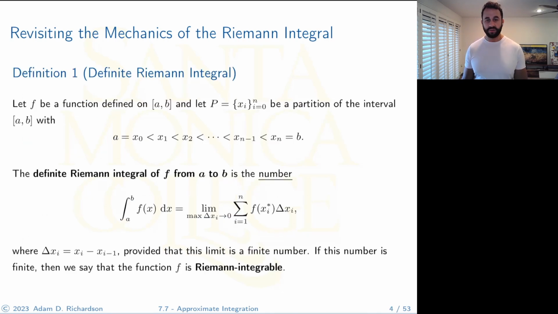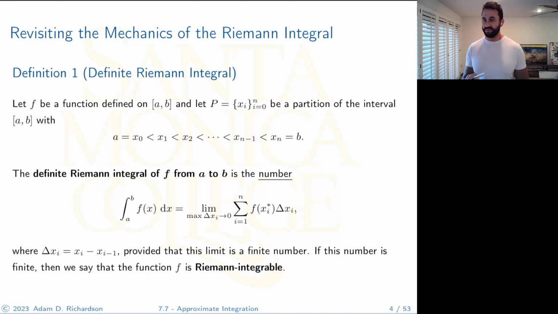So just a quick reminder of the definition. If you want to define the definite Riemann integral, you start with a function that's defined on an interval. You partition that interval by selecting a bunch of partition points within the interval, where the first point is the left endpoint and the last point is the right endpoint. Then we define the definite Riemann integral of the function over this interval to be the number represented by this symbol. So remember, when you see a definite integral, it is a number.